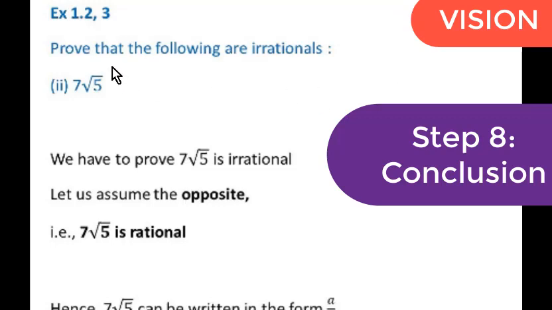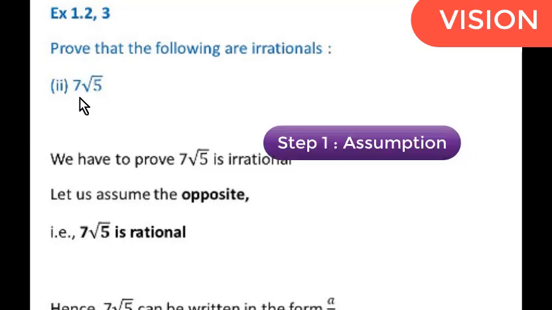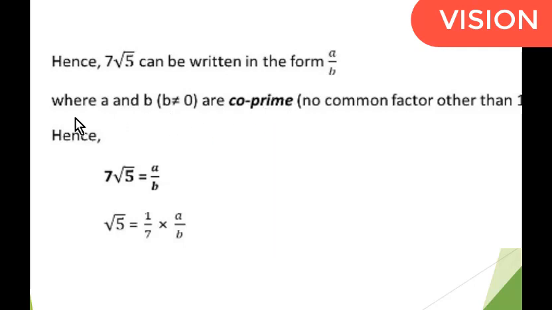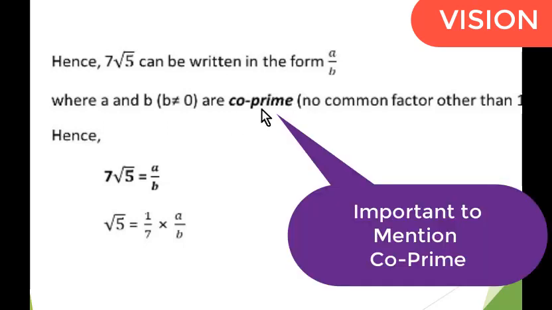Now let me move to the next problem of the second exercise: 7 root 5. Step 1 is assumption. 7 root 5 is an irrational number. To prove this, we take 7 root 5 as rational. This is the declaration. Now the mathematical representation is 7 root 5 equal to a by b, where a by b is the rational number. Here a and b are co-prime, meaning the two do not share any common prime factor. This mention is very important, then only you can get the mark.